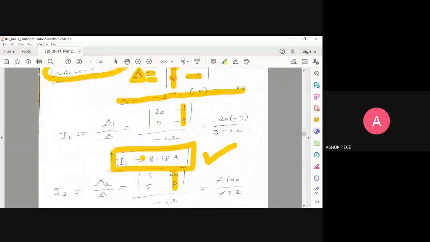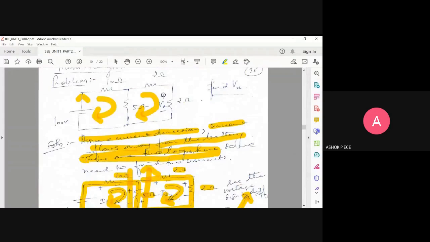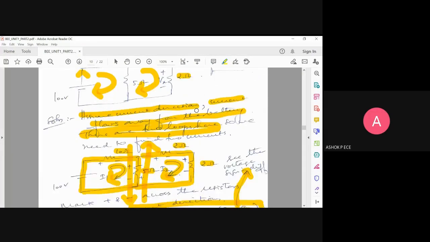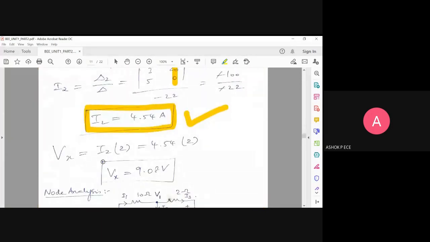See, what is the question? What were we asked to find? Find the voltage Vx. What is the voltage Vx? It is the voltage across this 2 ohm resistor. You have to go back to Ohm's law. V is equal to IR, right? So Vx will be equal to the current flowing through this 2 ohm resistor, which is I2, into 2, correct? So finally Vx equals I2 into 2, and you get the answer for Vx as 9.08 volts.